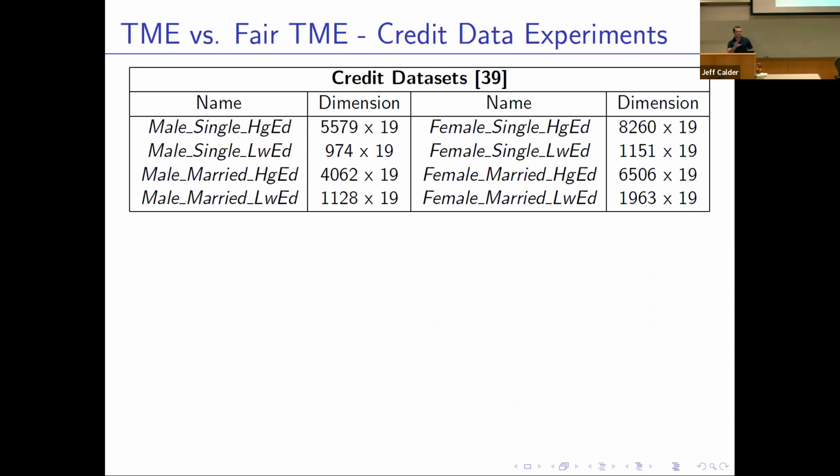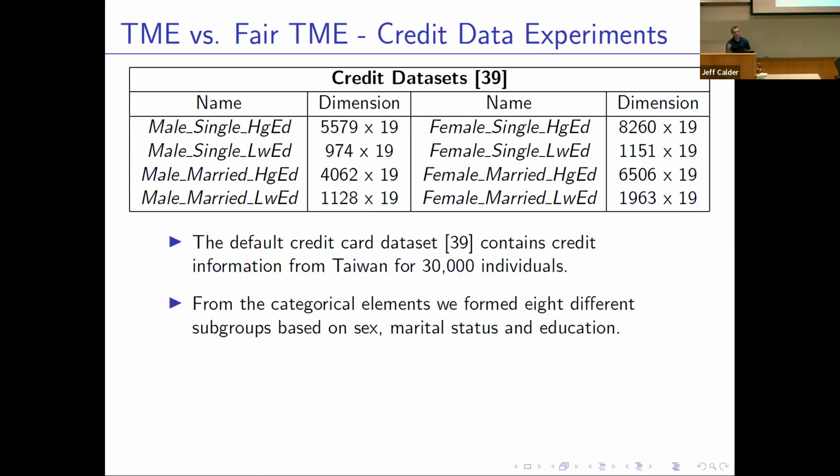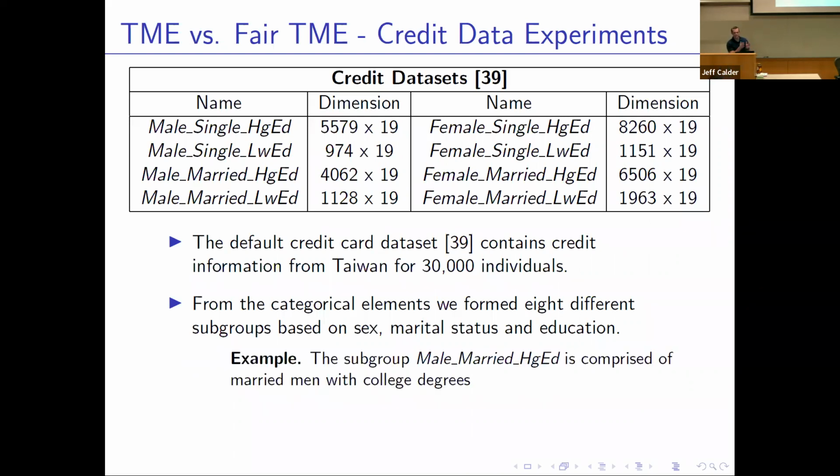So I have 8 different categories, and they're all broken up through sex, marital status, and education. This is coming from default credit card data from Taiwan for 30,000 individuals. So a fairly large data set, though the number of factors being tracked for each individual is fairly small, 19 for us once we did the processing. The way I'm labeling this, male, married, high education just means it's a married man. He has at least a college degree.